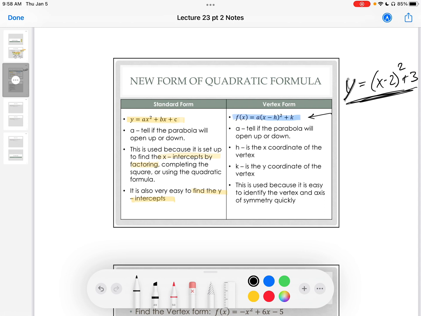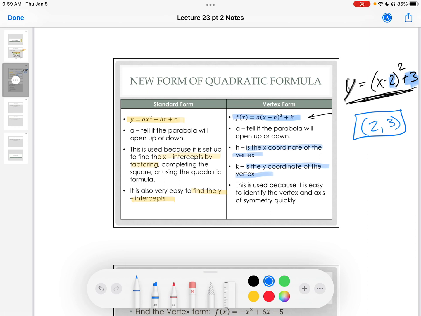So the a really tells you the same thing, and that's honestly not that important. The important part is that the h, that part in the x minus h, is going to be the x coordinate of the vertex, and the k is going to be the y coordinate of the vertex. We never really explicitly talked about it, but you can see if I shift from 0, 0 to the right 2 and up 3, that would mean my vertex was at 2, 3. So the vertex form is helpful because it's easy to find the vertex. It's just right there in front of you.